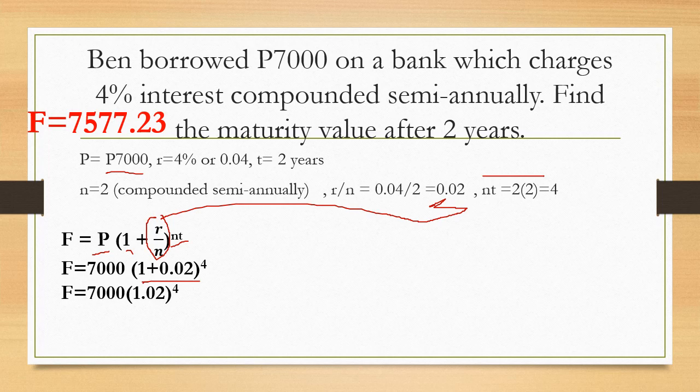Now, before we can proceed, let us first add these two numbers. 1 plus 0.02 obviously will give us 1.02. So, now for this next layer, we will have 7,000 times 1.02 raised to 4. Now, get your calculator and let us solve 1.02 raised to 4.